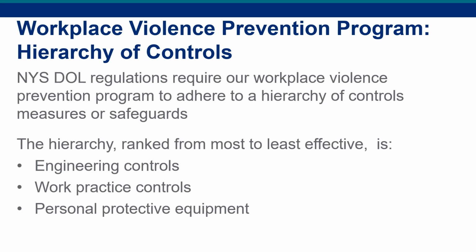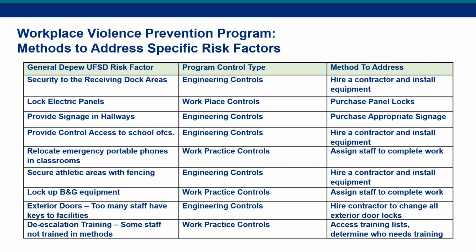New York State Department of Labor regulations require our workplace violence prevention program to adhere to a hierarchy of control measures or safeguards. The hierarchy, ranked from most to least effective, is engineering controls, work practice controls, and personal protective equipment. The methods to address specific risk factors are shown in the chart below.